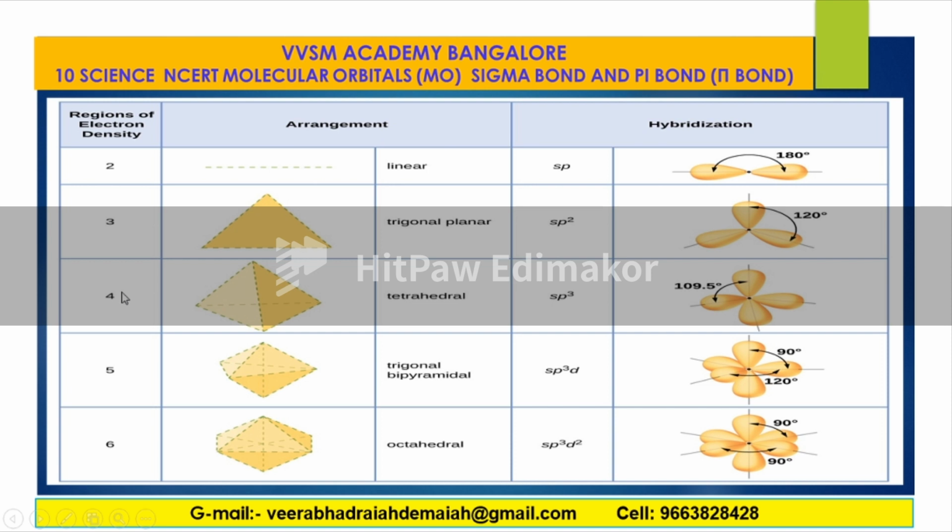The regions of electron density is 4. This is tetrahedral structure, and this is sp3 hybridization. The bond angle is 109.5 degrees. It continues: trigonal bipyramidal sp3d hybridization, and this is sp3d2 hybridization. So these are the arrangements of hybridizations.